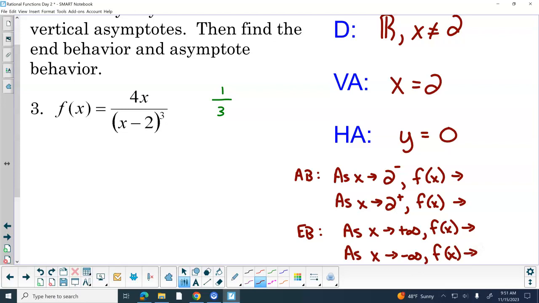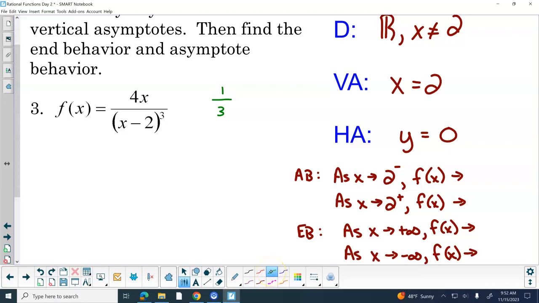Everybody agree with me so far? We got a domain of all real numbers, but x cannot be positive 2, which means that vertical asymptote at 2. I have a degree on the top of 1. I have a degree on the bottom of 3, because the x is inside the parentheses that has an exponent of 3. So it's a 1 over 3, which is a small over big, which means y equals 0 is my horizontal asymptote. Everybody agree with me on that so far?